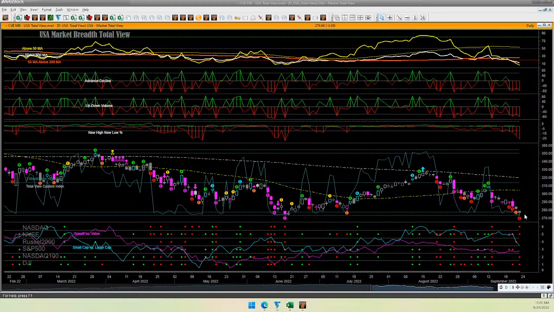What will need to happen on the market breadth total view chart for me to start buying earnestly? I need to see one of two things. One is a large accumulation count, two or more, and possibly a Eureka day. Eureka day that's designed by Mr. Ian Woodward, may he rest in peace.